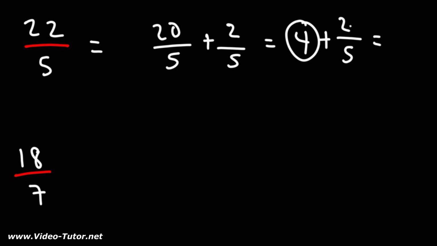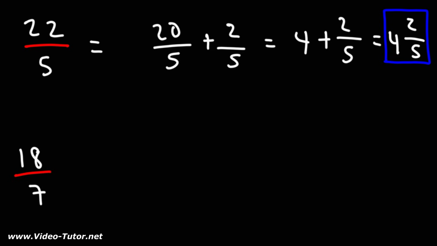When you have a whole number and a fraction, you can write them as a mixed number. 4 2/5 is the same as 4 plus 2 over 5. So that's basically what a mixed number is. A mixed number is basically a combination between a whole number and a fraction. It's the sum of a whole number and a fraction.